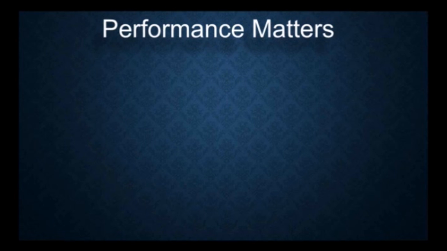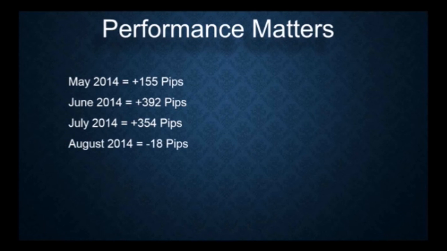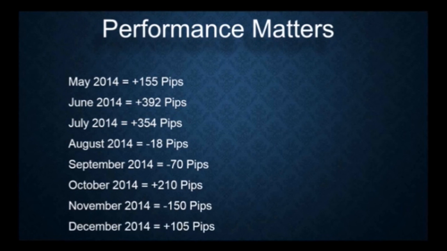Now, real quick, let's talk about performance and what we've discovered and what's happened here recently in the past of this year. Well, in May, we generated 155 pips with the webinars that you're going to be plugging into. In June, 392 pips. July, 354 pips. August, we actually took a loss of 18 pips. September, we took a loss of 70 pips. October, we had a gain of 210 pips. In November, we had a loss of 150 pips. December, gain of 105 pips thus far.